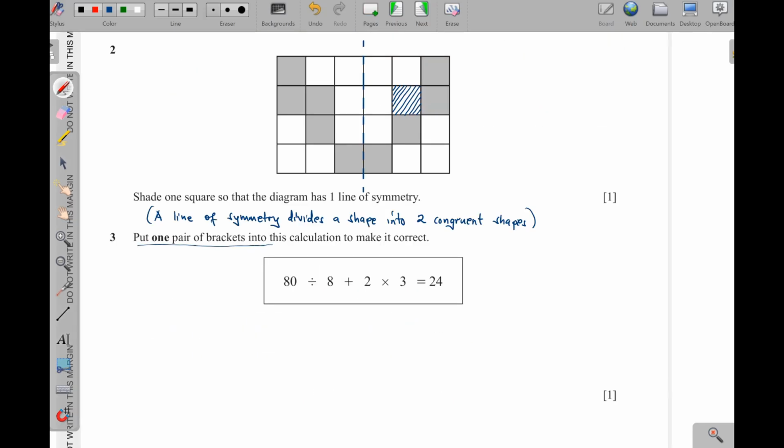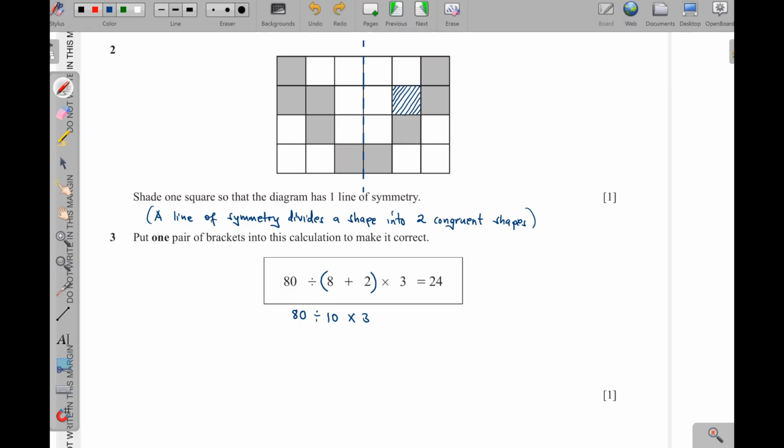Question 3, put one pair of brackets into this calculation to make it correct. Now, when we look here, if this is 24, 24 is a multiple of 3. Okay? So that means I have to get something here, then times 3 to give me the answer. Not so? So suppose I put the brackets here. We shall have 80, then divide by 8. I mean, this will be now 10. This one will give us 80.